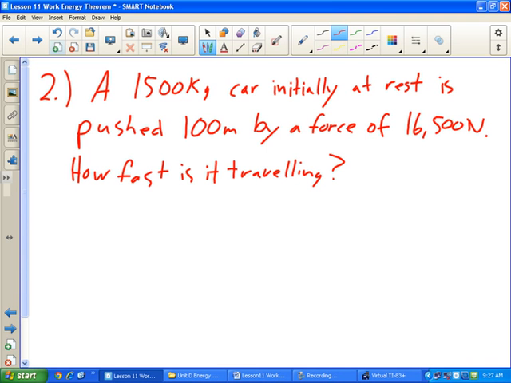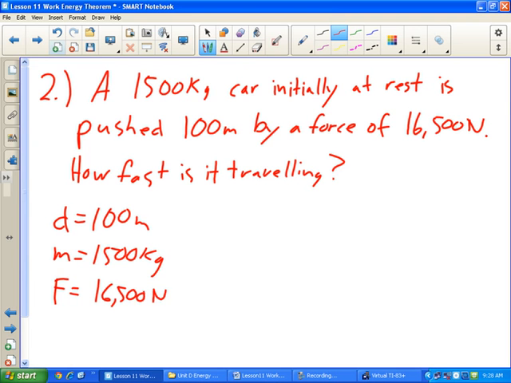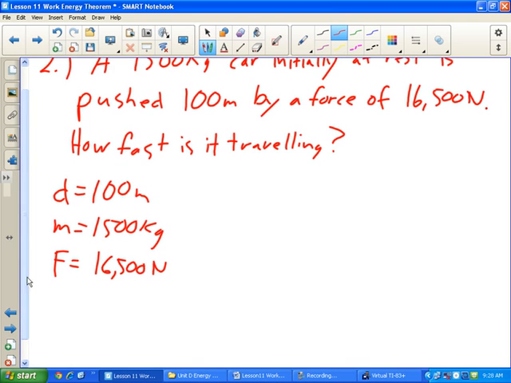What am I given? I'm given a distance, 100 meters. What else am I given? Mass. And force, 16,500 newtons. What am I asked to find? Speed. In particular, I'm asked to find the final speed, because I'm told it's initially not moving.